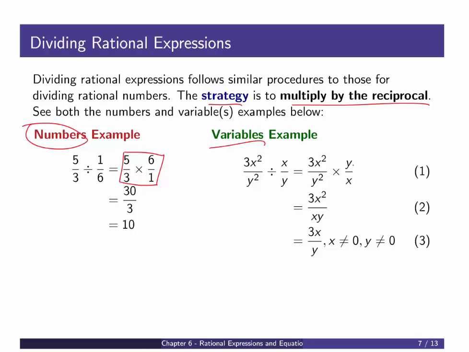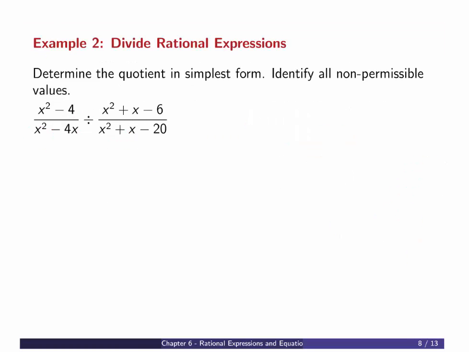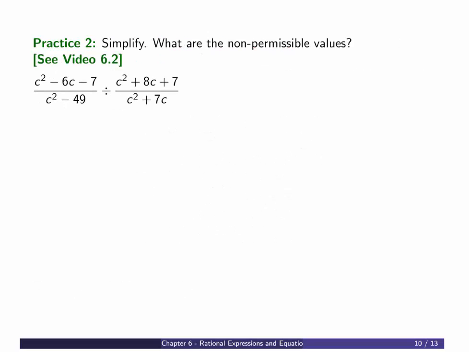So when you look at the variables example, 3x squared over y squared divided by x over y is equal to 3x squared over y squared times y over x. Then you can go canceling things. Take a look at this step to get the non-permissible values though. Okay? Because here x cancels from the denominator eventually. So do not ever look at the last step for the non-permissible values. So you can take a look at the examples and look at these.